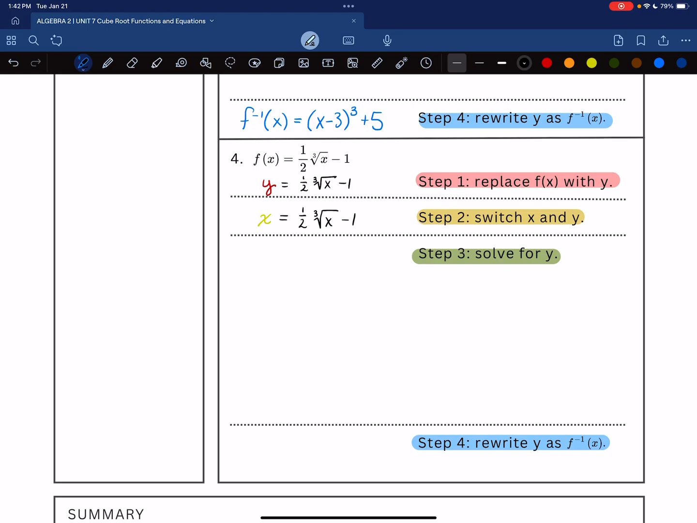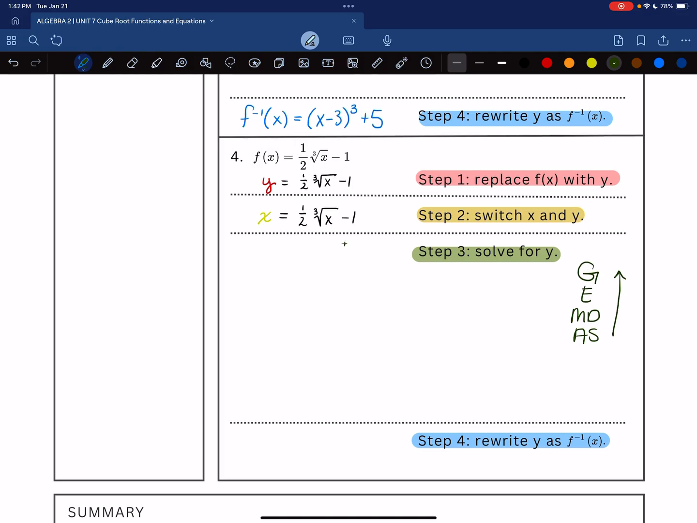Then begin solving for y, undoing any adding or subtracting as long as they're not inside of a group. So I have minus 1, which means we're going to need to add 1 on each side. Okay, now I am multiplying by 1/2.